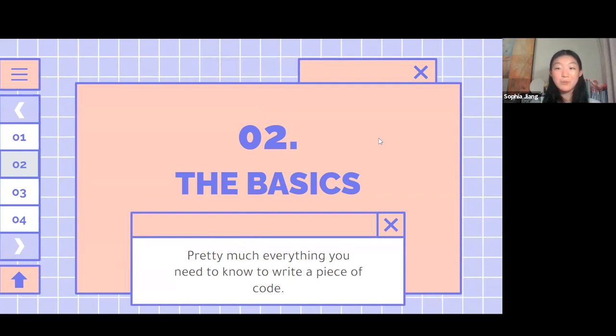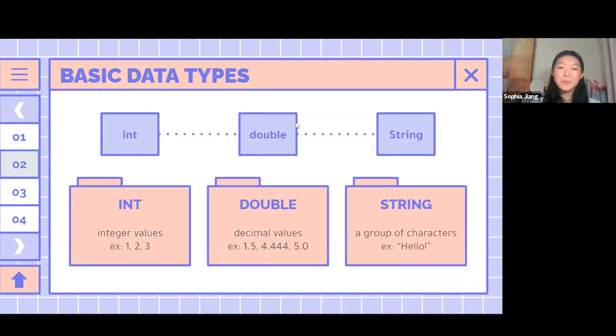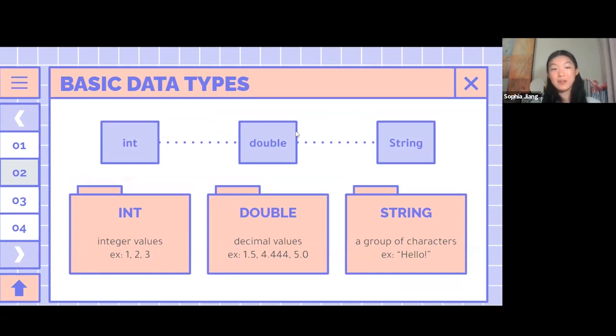Let's go to the basics. It's pretty much everything you need to know to write a simple piece of code. So we have basic data types. This is really important because you can print stuff all day, but what's the point of that? Here we have the basic data types. int stands for integer. You should all know what integers are, like 0, 1, 2, 3, nothing with a decimal place. But if you do want something with a decimal place, you use doubles. You will have decimal values. You can have an infinite number of decimal places.